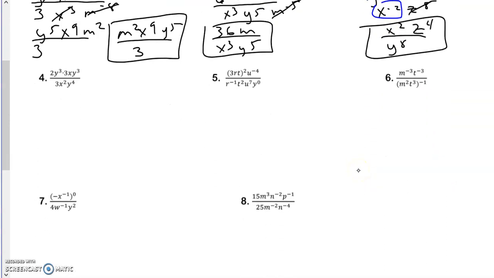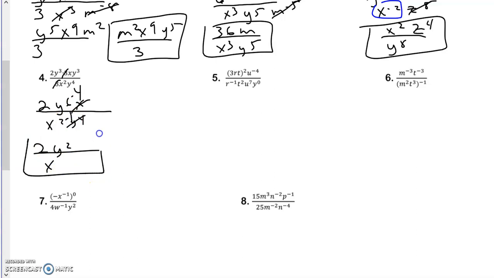Taking a look at the next one. This one, I noticed that I could cross out the 3's. So that's the first thing I noticed. And so I'm going to leave the 2 here. I know I need to add those y's. So I'm going to have y to the 6th, x, and then I'm going to have x to the 2nd, y to the 4th. Then I know that I need to simplify the exponents. I notice that the 4 can go into here, so I'm going to have y to the 2nd, and I notice that this one is smaller. The 1 is smaller than 2. I'm just going to have an x, so I'm going to have 2y to the 2nd over x.